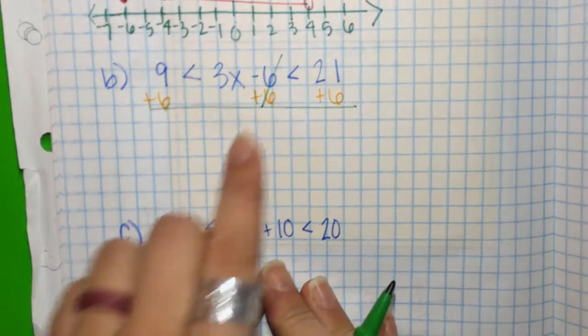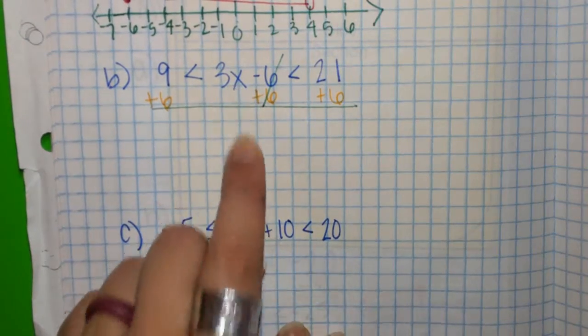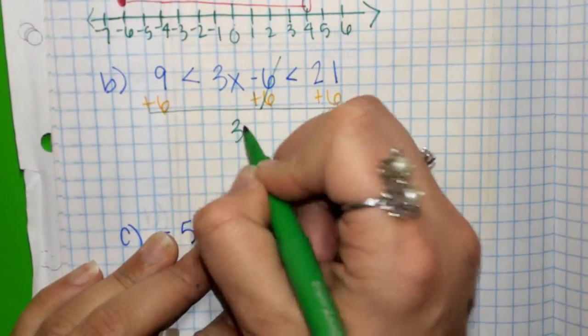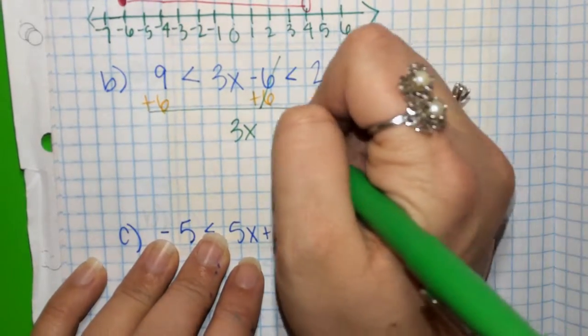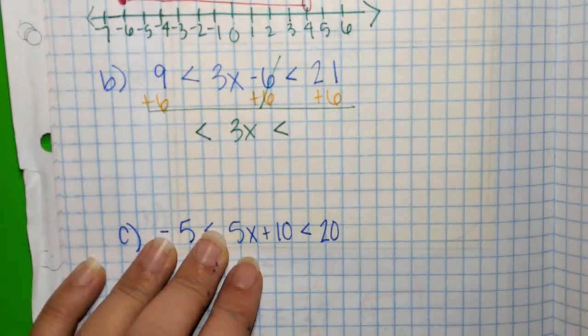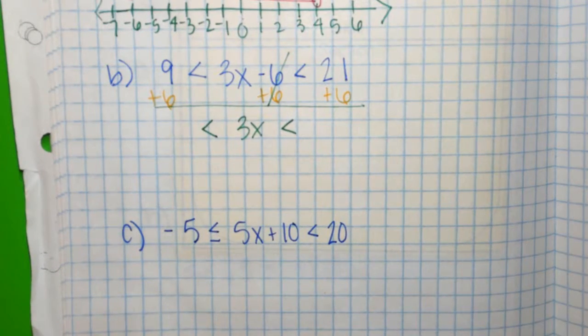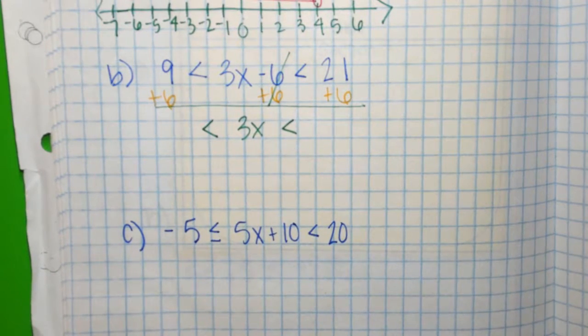All right, so do we bring our 3x down? Yes. Do we bring our signs down? Yes. We do not flip our signs, we bring them down. Now, what is 21 plus 6, Mackenzie?